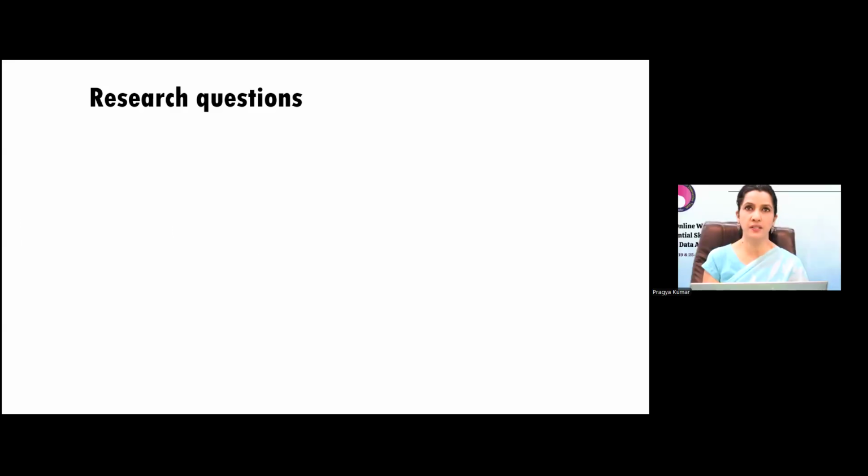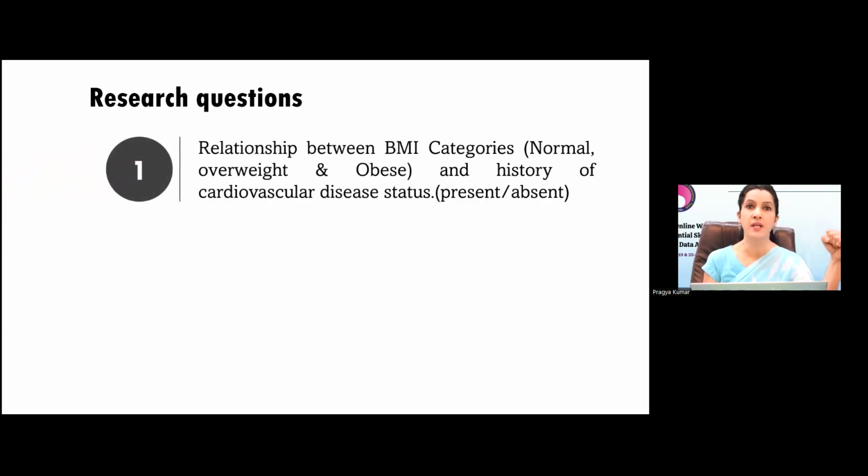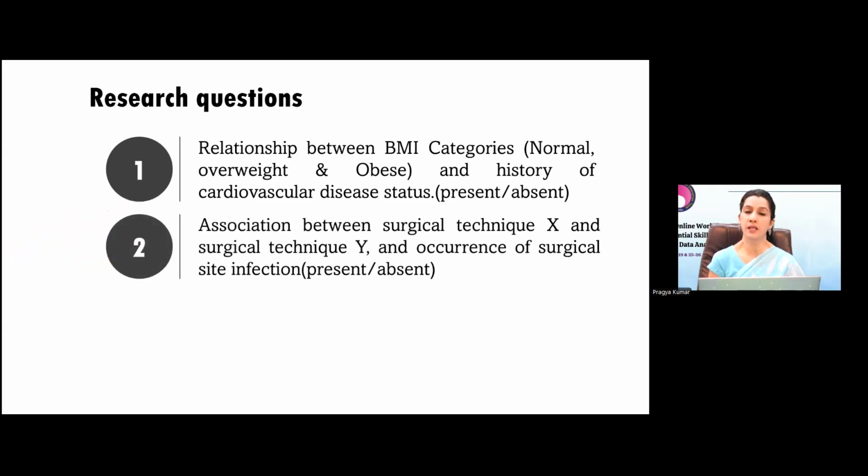Thank you. So what are the research questions for which we need this chi-square test of association? Again, I said it is the association between two categorical variables. If one categorical variable is the BMI category, where I have defined the categories as normal, overweight, and obese, and another is the history of cardiovascular disease, yes and no, then you can perform a chi-square test of association.